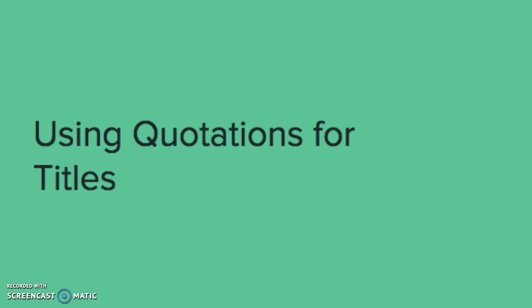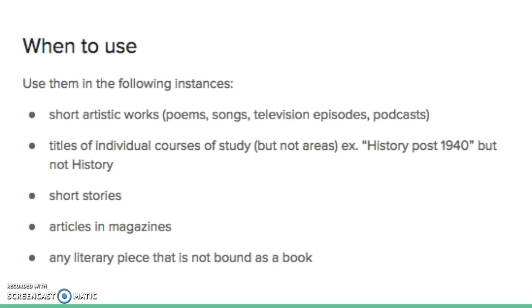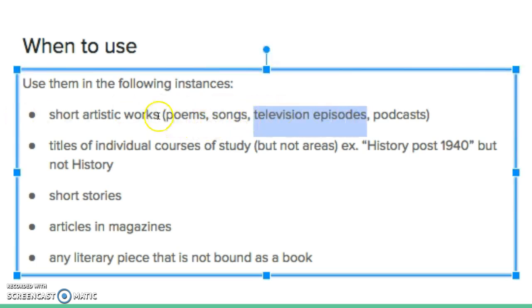Okay, and then finally, using quotation marks for titles. We always get confused about when to use quotation marks for book titles or poems, or when do we use quotation marks. So here are some rules for when to use quotation marks. You're going to use them for short artistic works. So not the whole book, but if you're citing just a chapter in the book. Not the whole TV show, but a specific episode, okay? A poem, you would put in quotes. A song, not the entire album, but one song from the album would be put in quotes. A podcast would be put in quotes.